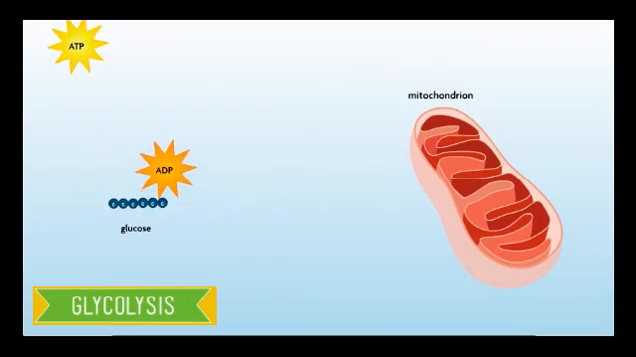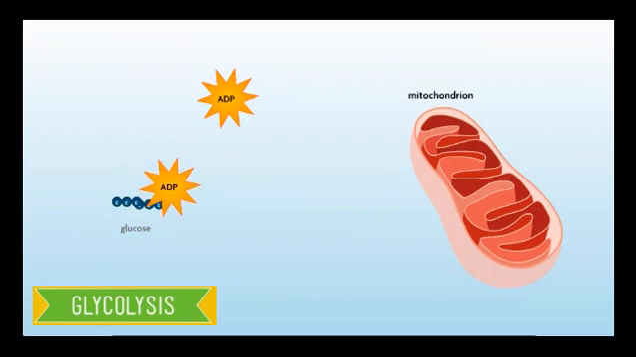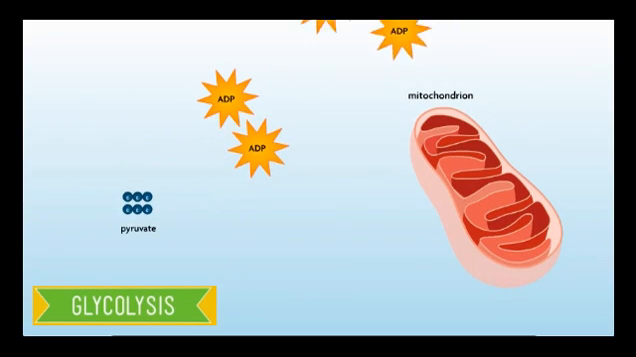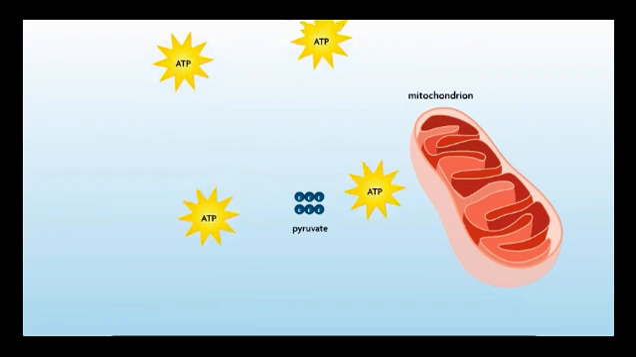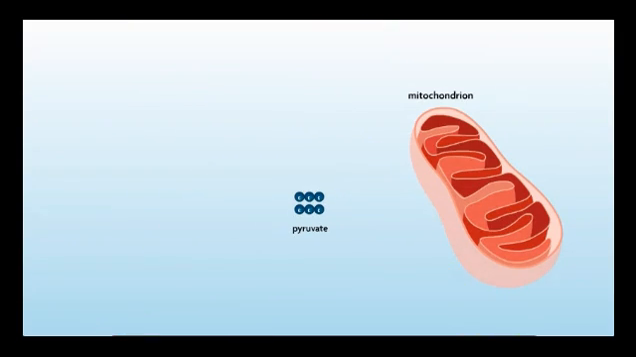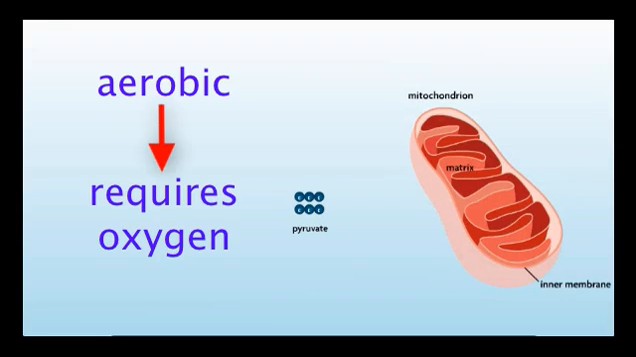We actually need ATP to get the process going, to break up that glucose. And at the end of glycolysis, we actually only end up with 4 ATP, which is not a lot. Our body needs a lot more than that. The rest of cellular respiration takes place inside the mitochondria, and it is an aerobic process, which means it requires oxygen. This is why you breathe, because your mitochondria use that oxygen.